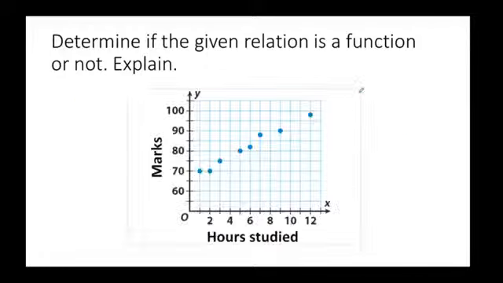If you are given this graph, determine if this is a function or not. If you are given a graph, how do we know if this is a function? You draw a vertical line. So draw a vertical line through all these points. Notice that there is only one point of intersection between the graph and any vertical line. So this is a function.